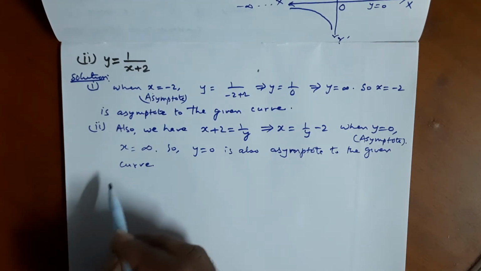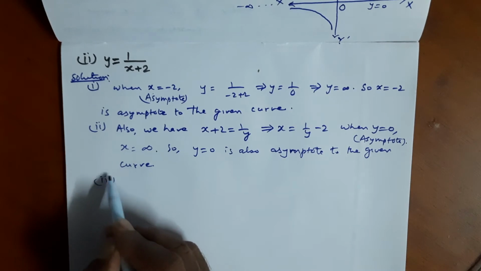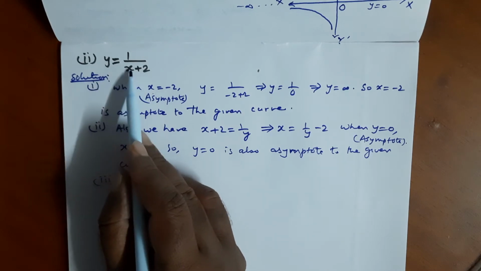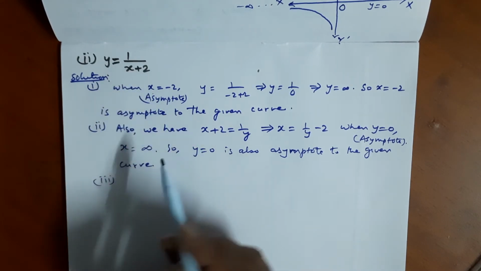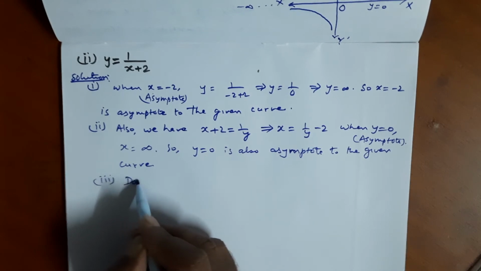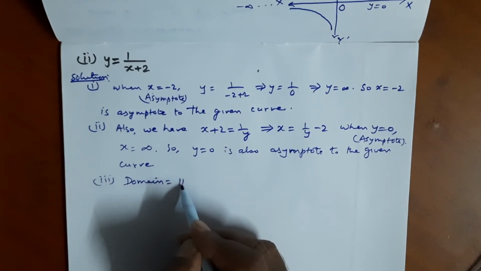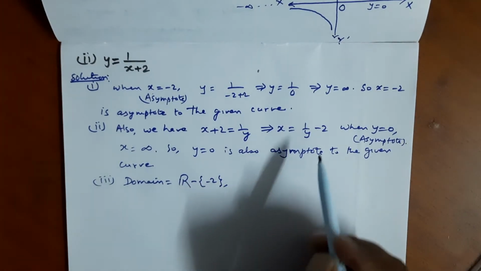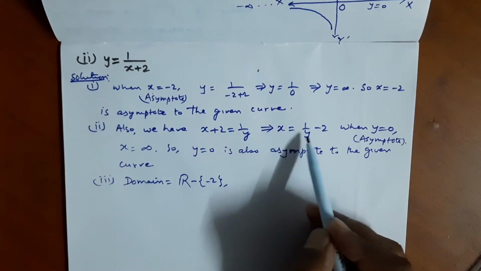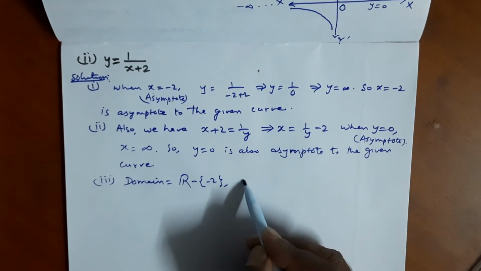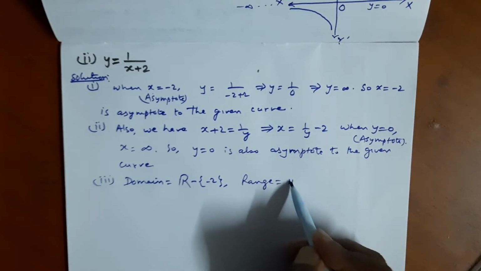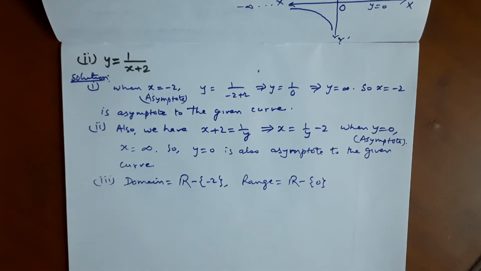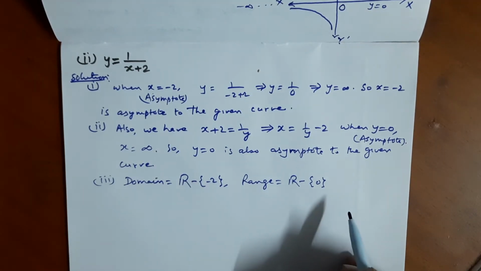And next, that third characteristic is here: y is a real number for all real values of x except -2. Therefore your domain equals the set of real numbers minus -2, and your x is real for all real values of y except 0. So the range will be the set of real numbers minus 0. Okay, so using these characteristics we can plot the graph of this function.